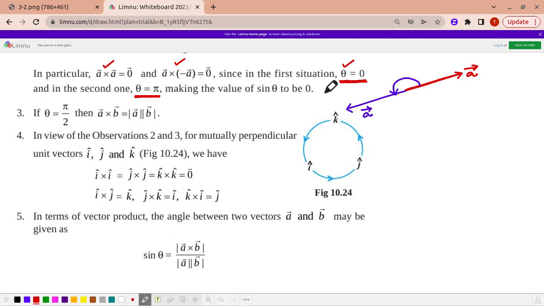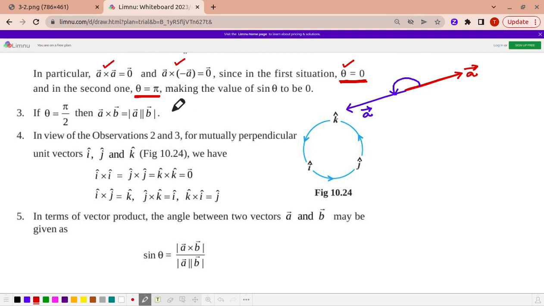In both the cases, whether theta equal to 0 or theta equal to pi, sine is always 0. Sine 0 is 0, sine pi is also 0. So in both the cases, A cross A is equal to 0 and A cross minus A equal to 0. 0 here means a 0 vector. Always remember, cross product returns a vector. So when I say A cross A equal to 0, literally I mean that A cross A is a 0 vector. A cross minus A is a 0 vector.